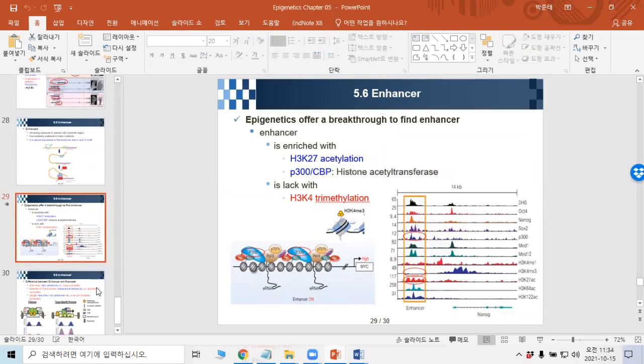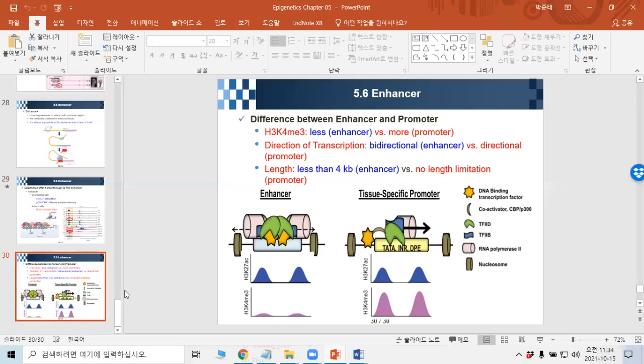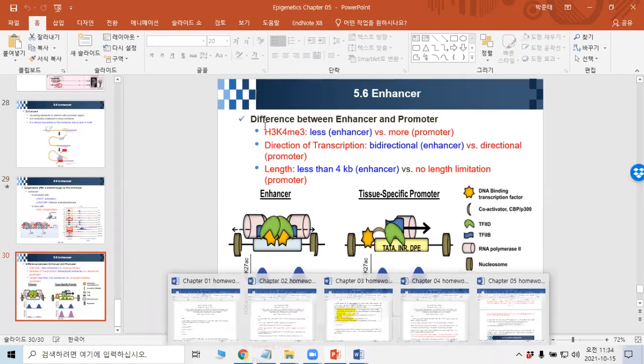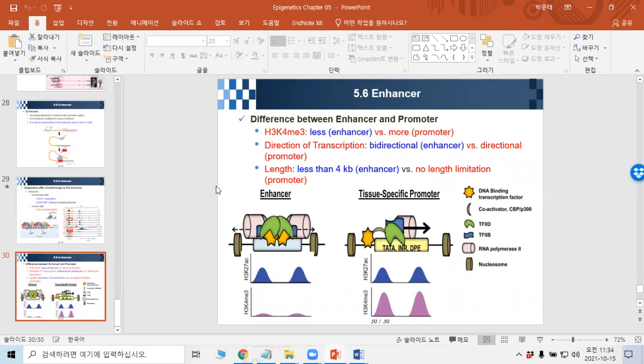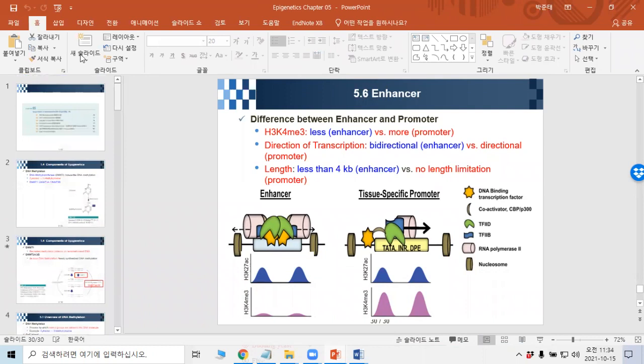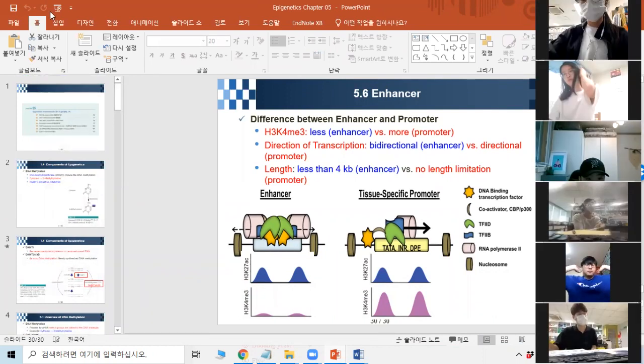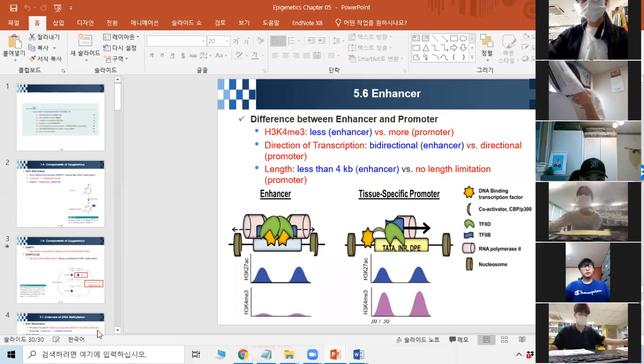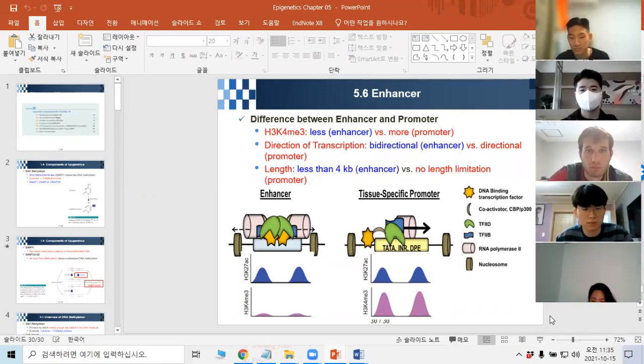Okay, and also there is another difference between the enhancer and promoter. In our homework, we covered the difference between the enhancer and promoter. Do you have any other questions in chapter 5? Okay. Do you have any other questions?